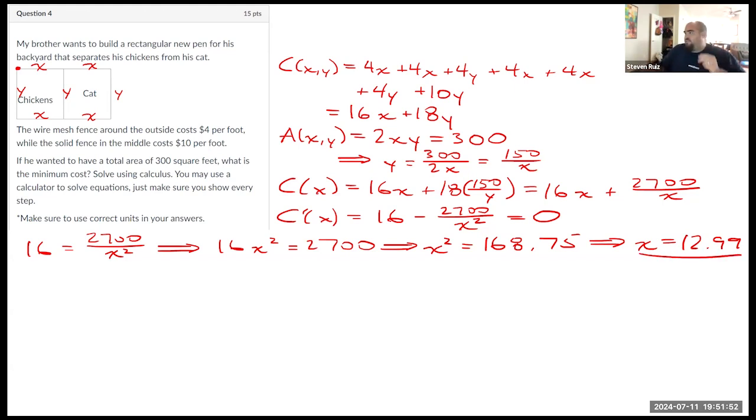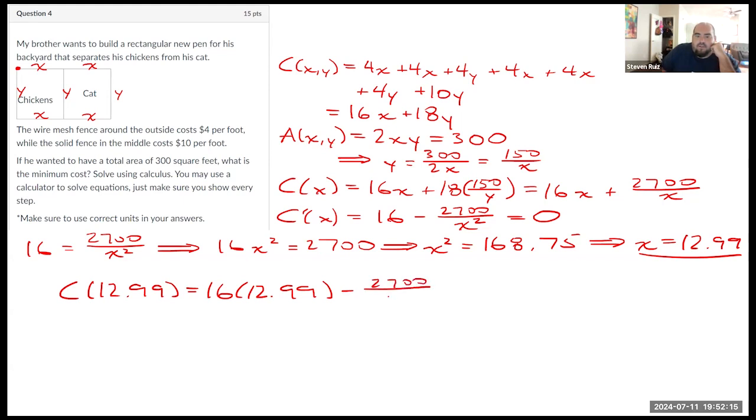Have I solved the problem? I don't think so. I think I want to know what the minimum cost is. Now that I have that critical value of x, let's go ahead and evaluate the cost function for that value. So C of 12.99 equals 16 times 12.99 minus 2700 over 12.99 squared. And let's find an approximation here.